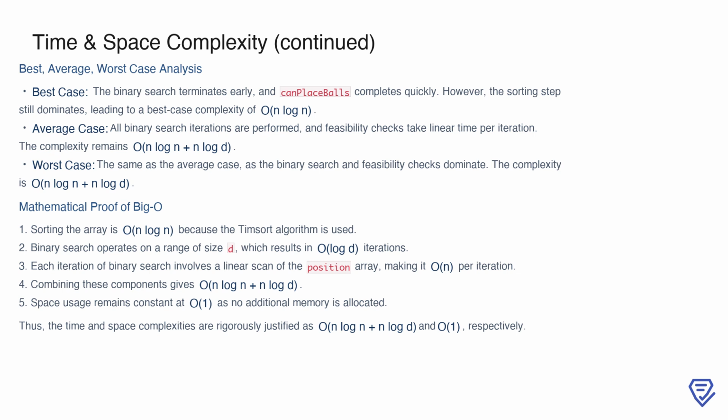The worst-case scenario is essentially the same as the average case, as the binary search and feasibility checks dominate the runtime. Mathematically, sorting the array contributes O(n log n), binary search involves O(log d) iterations, and each feasibility check takes O(n), combining to yield O(n log n + n log d). Additionally, the space complexity remains constant at O(1), as no extra memory is allocated beyond the input.